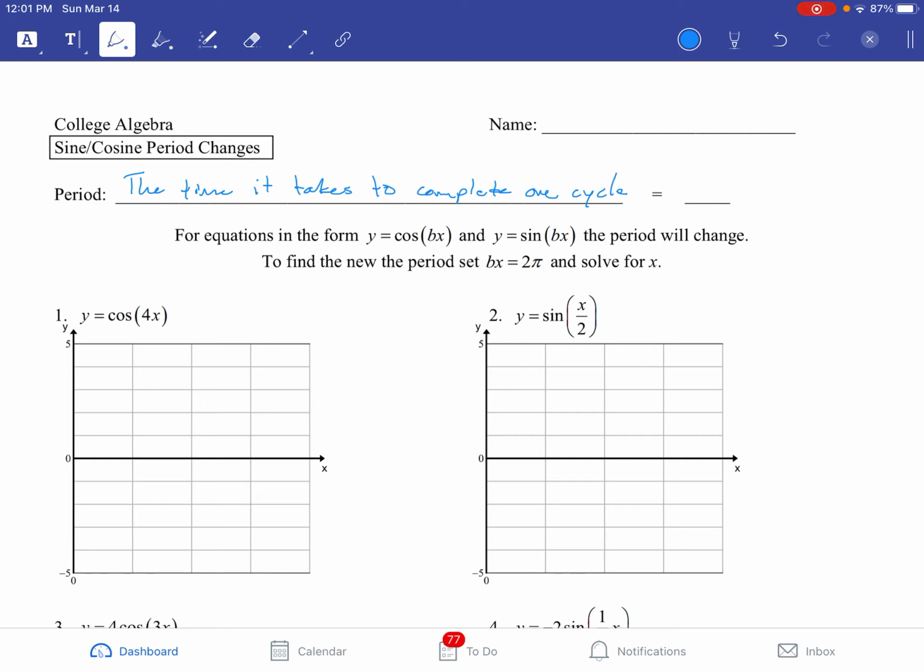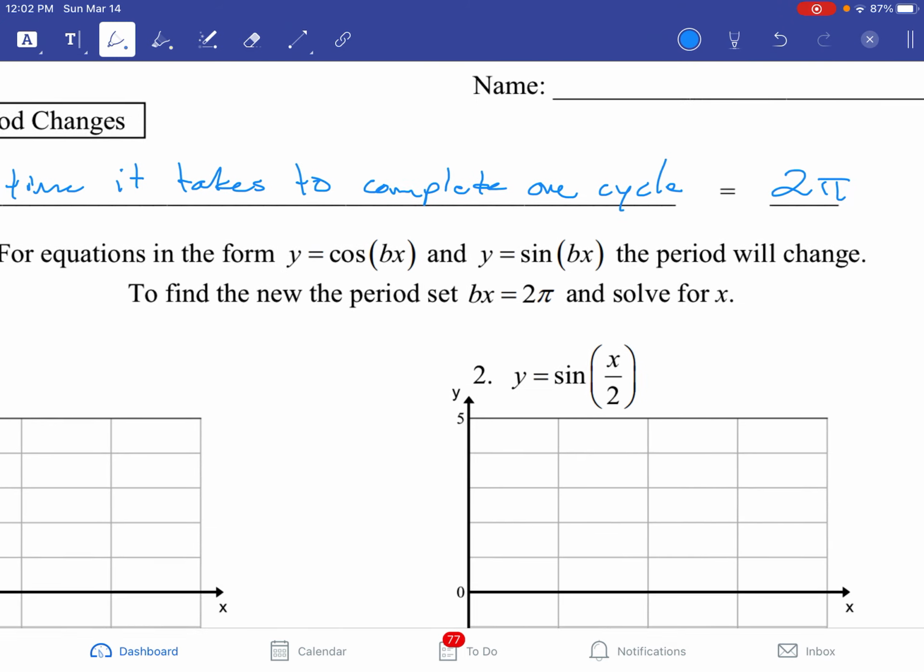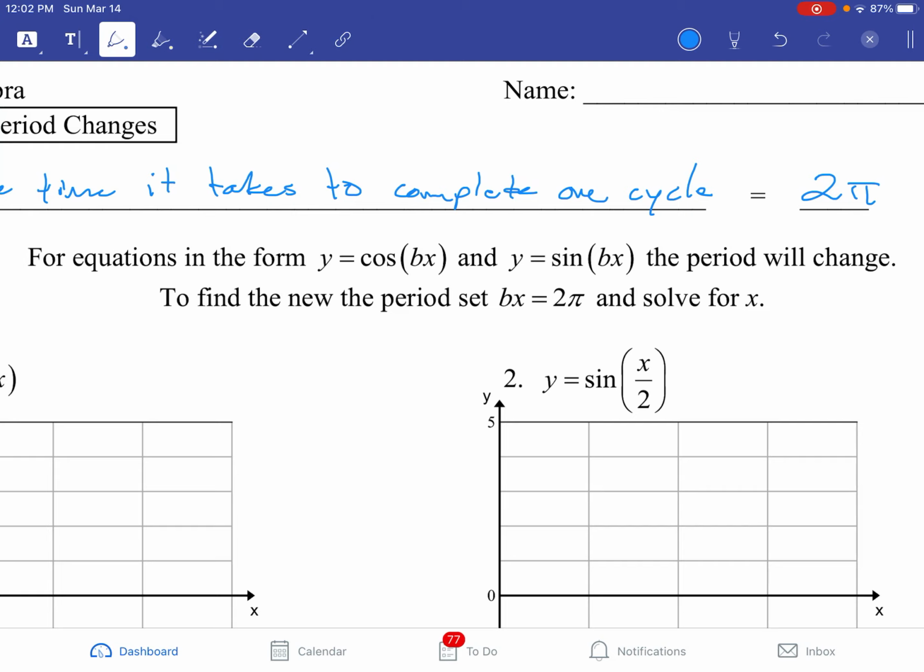If you remember from the notes on Monday, Tuesday, for a normal sine and cosine graph the period is 2 pi, so once around the unit circle. But there are equations where the period is going to change. For equations in the form y equals cosine of bx and y equals sine of bx, if something is being multiplied or in some cases divided with the x term, the period will change in your graph. It's going to change from 2 pi to something else.